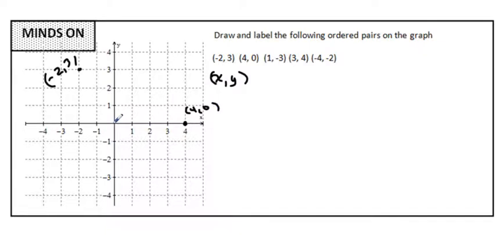Go back to the origin, positive 1, right 1, and then down 3. 1, 2, 3. Okay, so just make sure you're going x-axis and then y. Next, 3, 4, so again positive 3 is 1, 2, 3, and positive 4 is 1, 2, 3, 4. That's the point 3, 4. And last but not least, negative 4, negative 2, so left 4 and down 2. So have a look at your Minds On and make sure that you plotted all of those correctly.